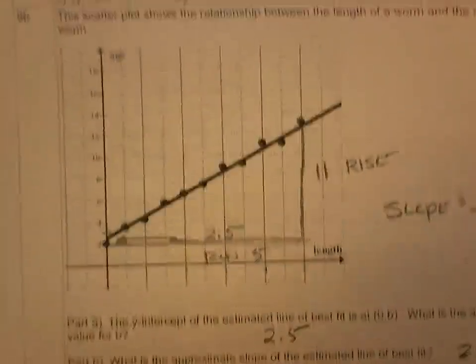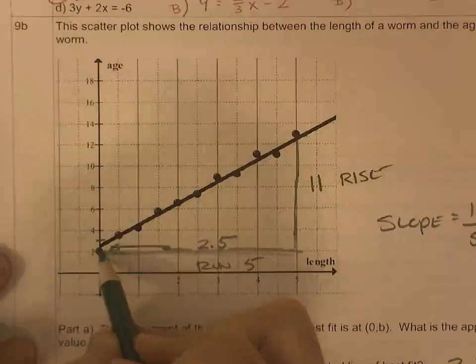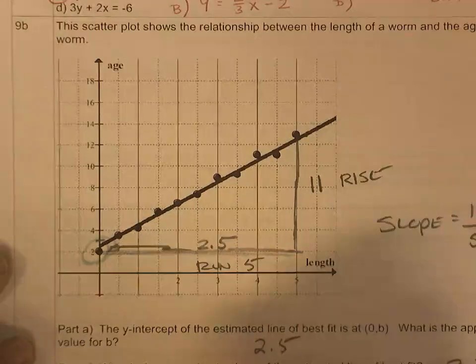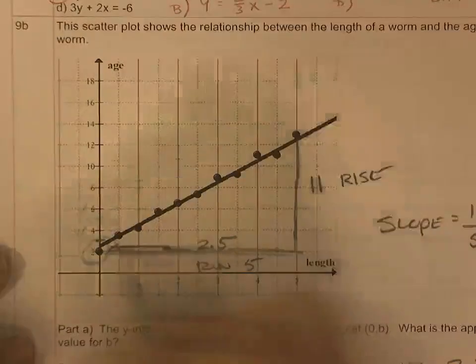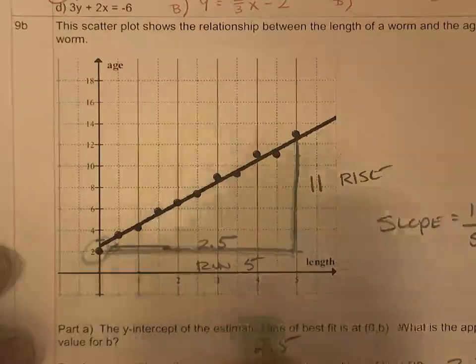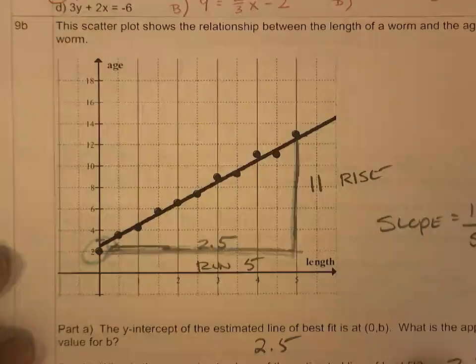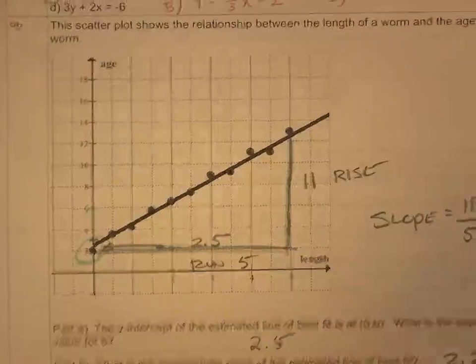Another scatter plot, number 9. Intercept is about, I don't know, 2, 2.5, somewhere in there. I've got it as around 2.5. Then I drew in a triangle like this, and I have a rise of about 11, a run of about 5. So 11 over 5. So I have a slope. I said my slope could be anywhere from 1.8 to 2.2. It's a scatter plot. Your slopes aren't going to be perfect. Get close.